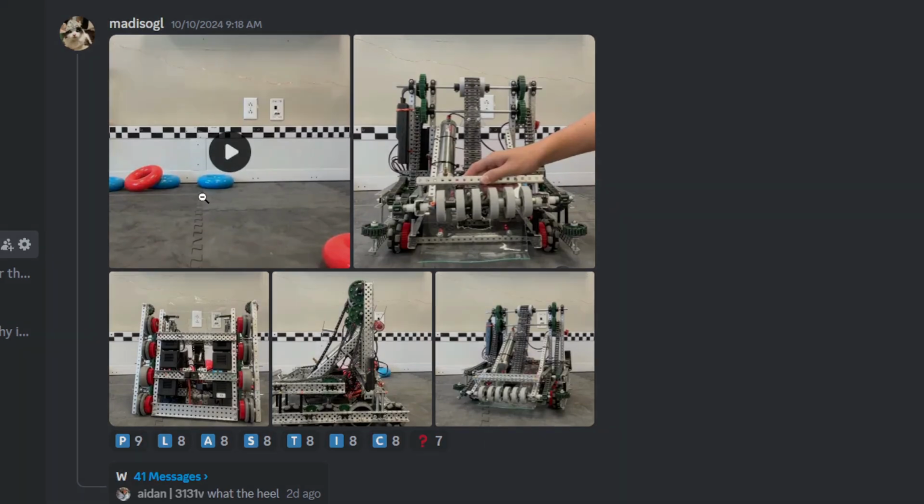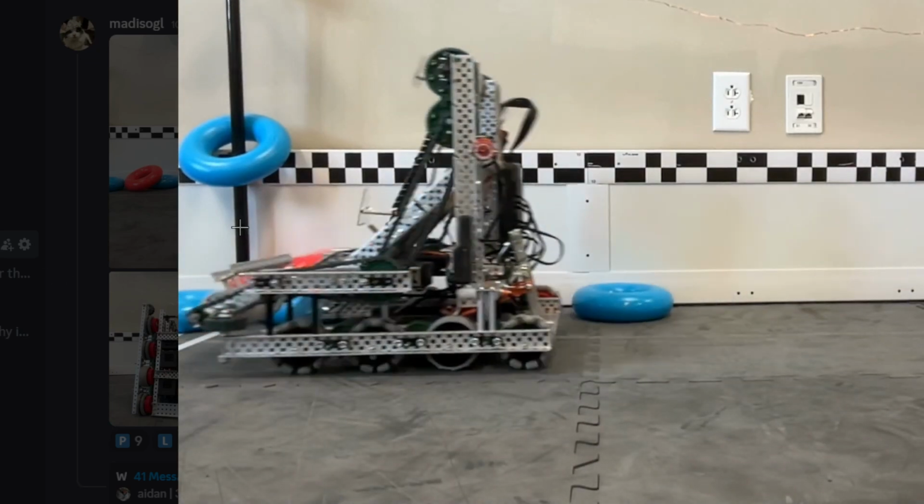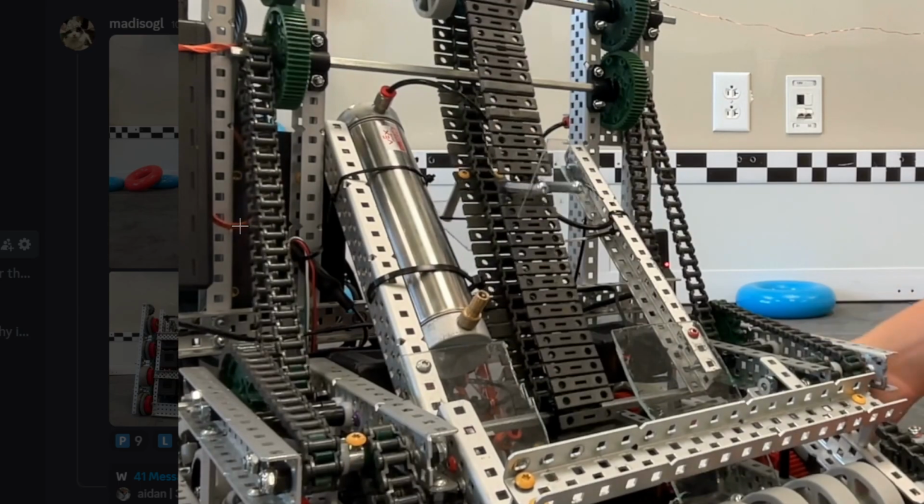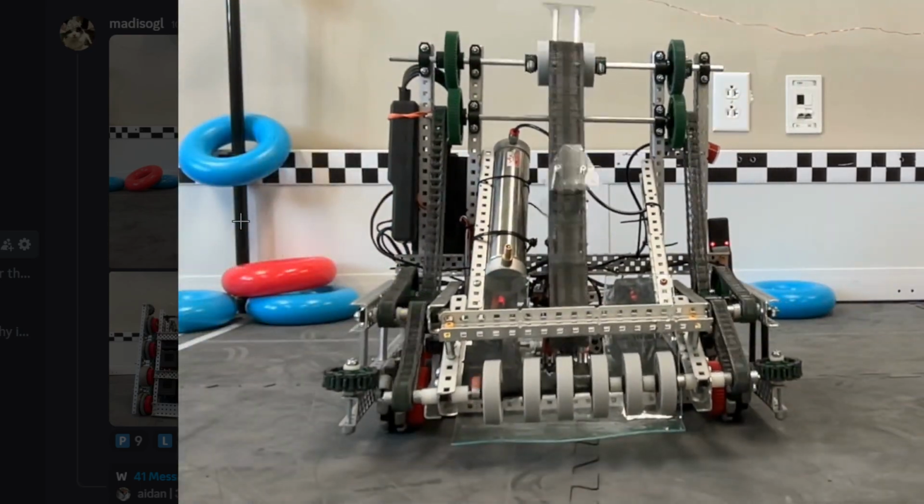And yeah, we have robot. Robot. Oh, we're getting up close to the robot.